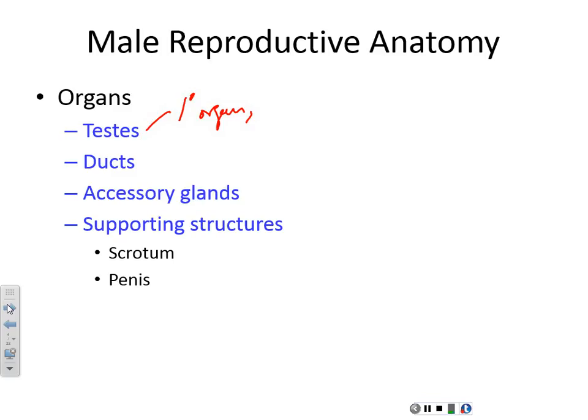The testes are covered by the tunica albuginea, which is a tough connective tissue, all right, that separates the testes into sections called septa, right? It will interdigitate inside. So, for instance, it will produce sections like that. Okay, so this is a testis.